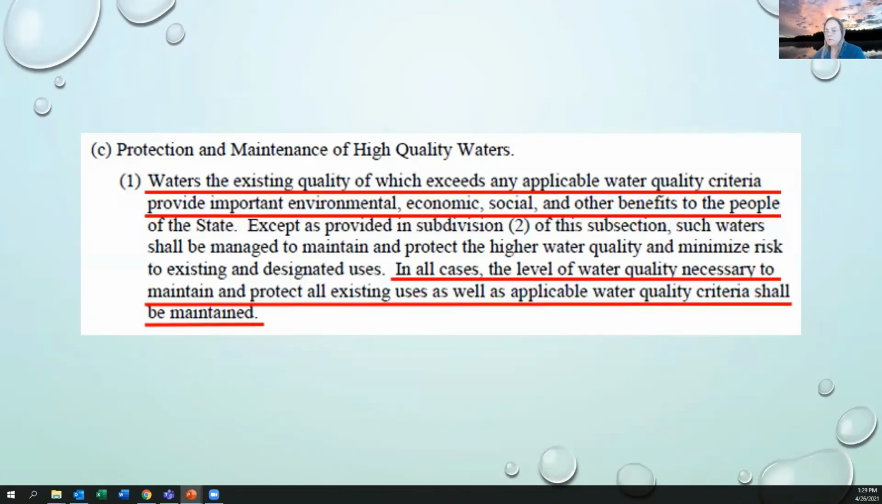And just to back that up, the high quality waters, which haven't been reclassified yet, are high quality. They meet or exceed the applicable water quality criteria because of their benefits. In these cases, the level of water quality necessary to maintain and protect those uses shall be maintained. So that word shall is really important. It means you've got to do this. You can't just say, yeah, it would be good to do that. No, we shall do it. And that is part of the mandate of the Department of Environmental Conservation, to make sure that happens.